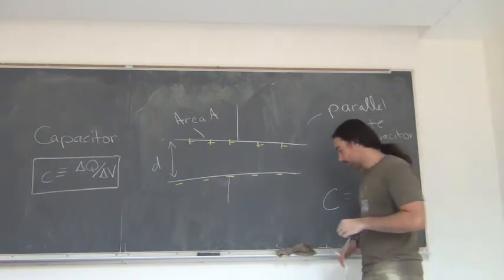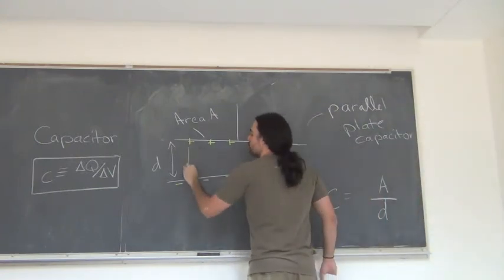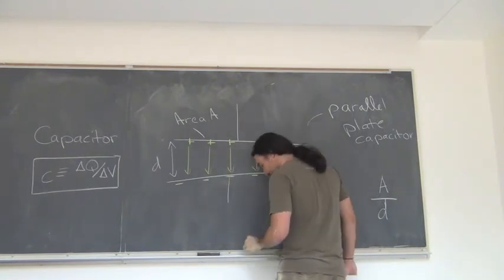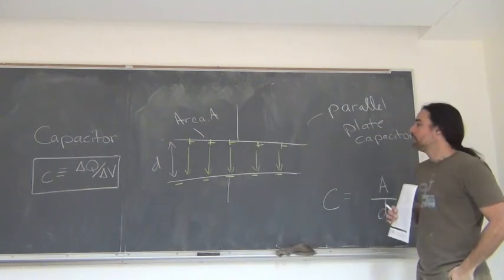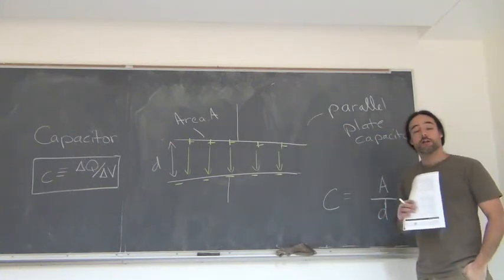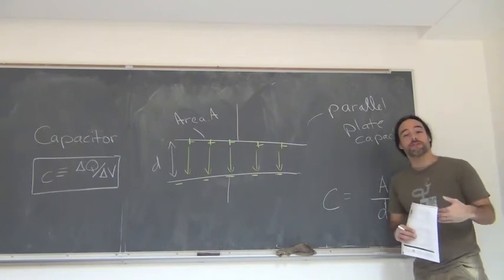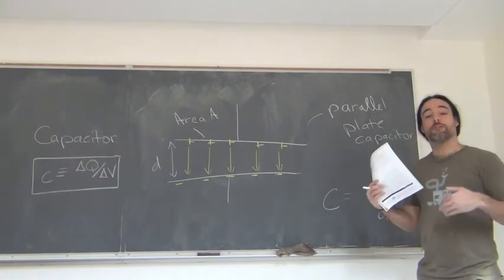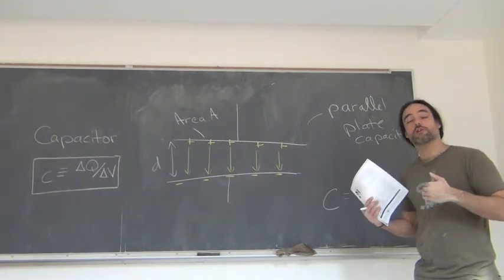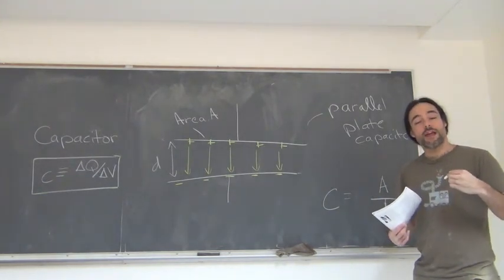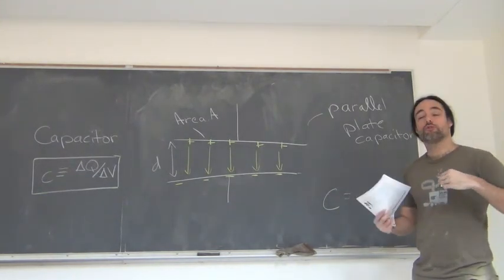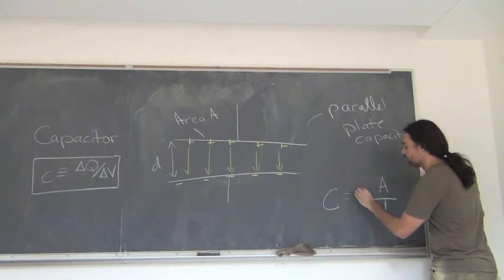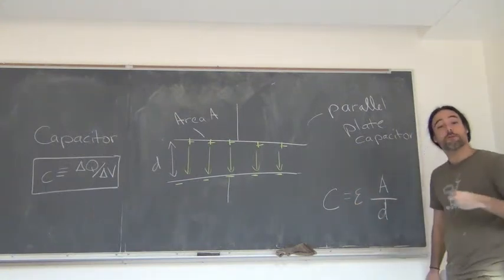The other thing that's going to make a difference: there's some electric field between these plates. Depending on how easy it is to form that electric field, it'll make it easier or harder to put charge on the capacitor plates. So I need some parameter that tells me how easy it is to generate electric field between those plates. It turns out we have a parameter called that. It's called the permittivity.